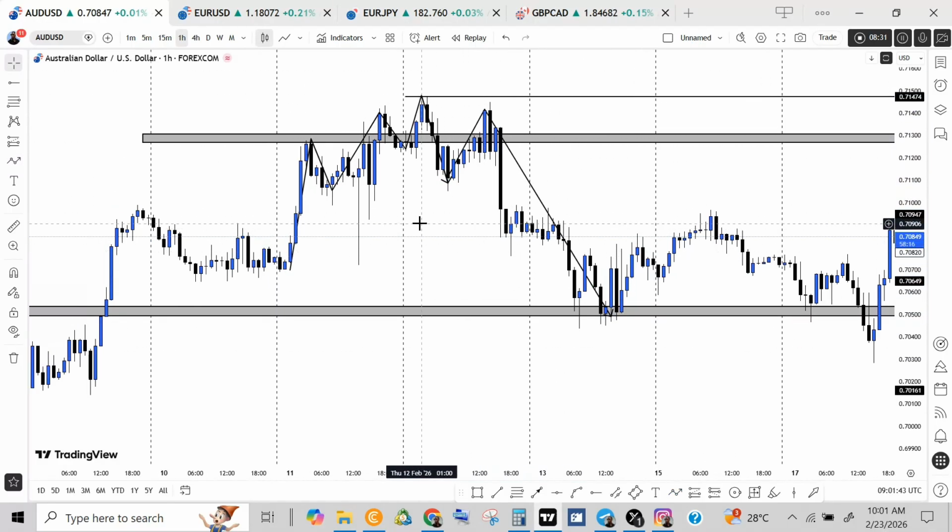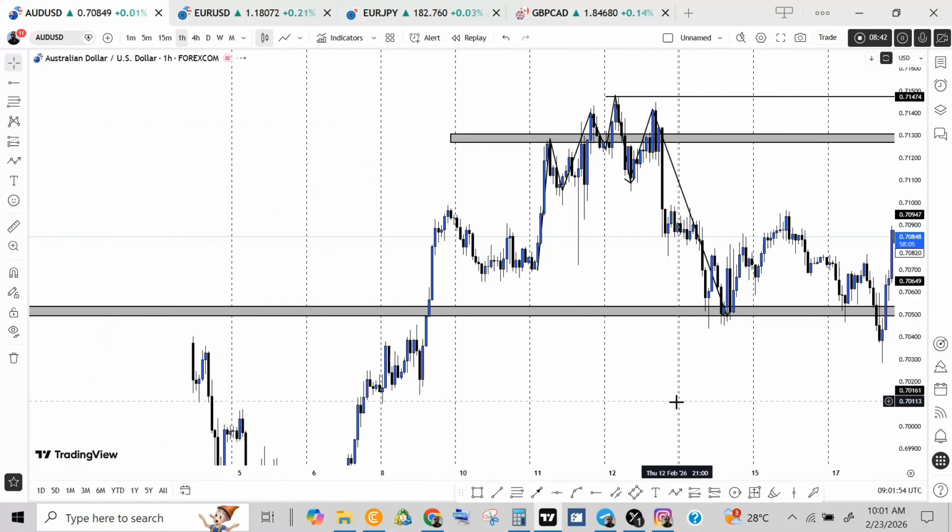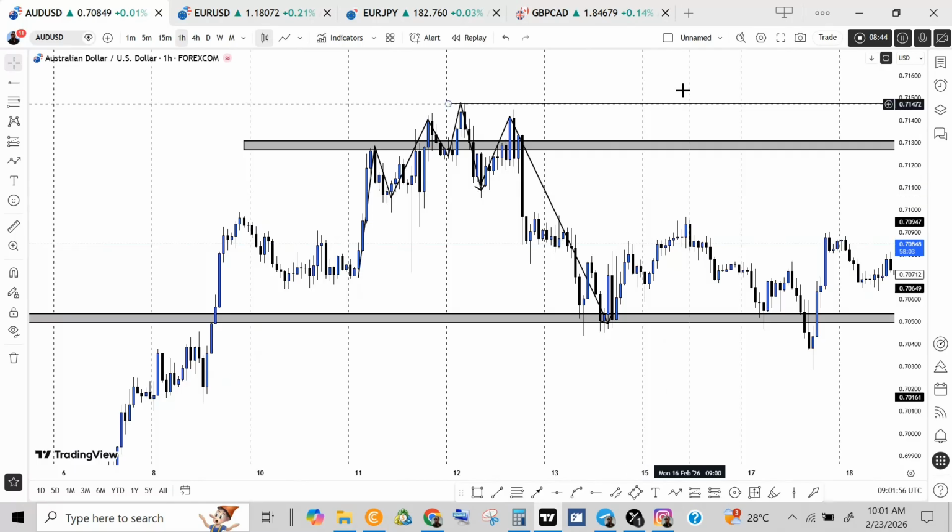On the next video I will show you the entries, how to get this precise entry here. If you're on the lower time frame like the 5 minutes and 1 minute, how to capture it from here. You capture this long leg here. This is where the money is.